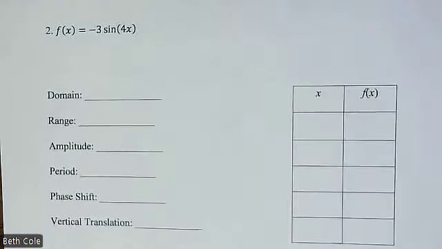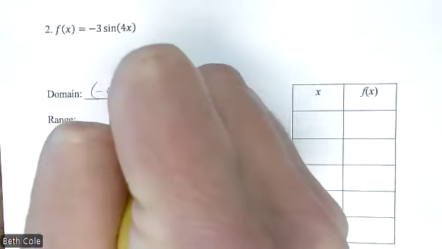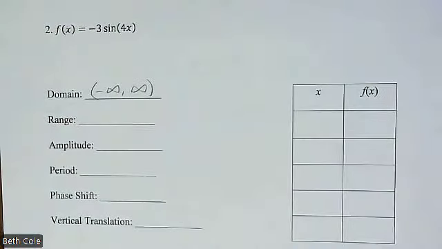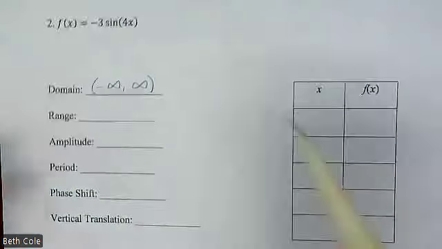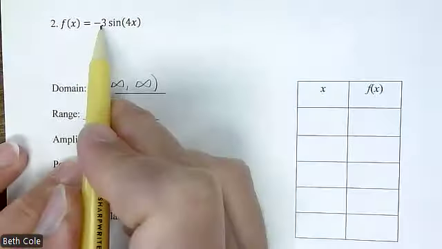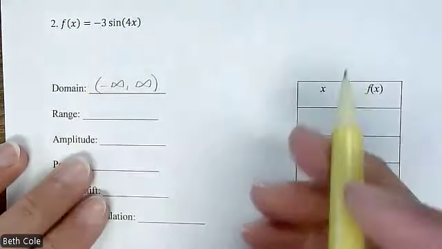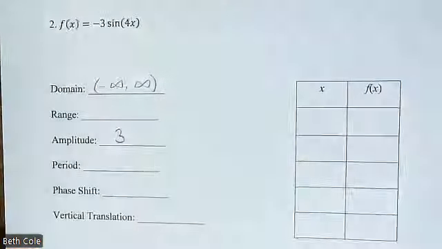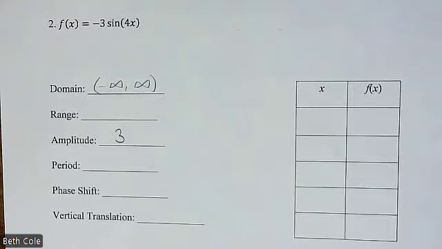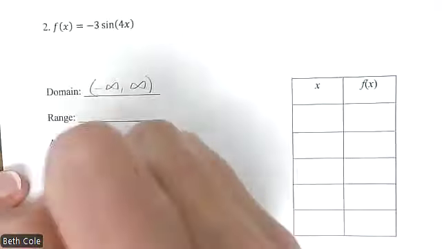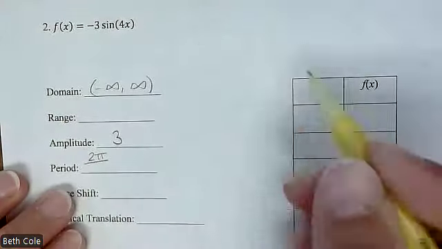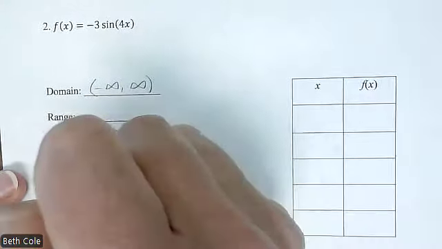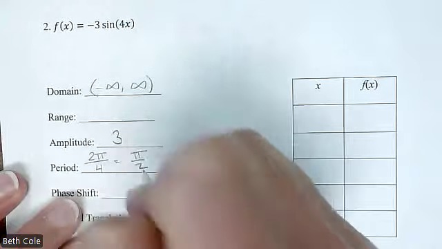So again, your domain is everything. Just don't forget to go back and answer your range. Or some people can figure it out ahead of time, but I usually just look at the picture. Amplitude is not -3. It is 3. You have to absolute value that number. It's a distance, so it can't be negative. So +3. Period is 2 pi over 4, and that's going to reduce to half a pi.